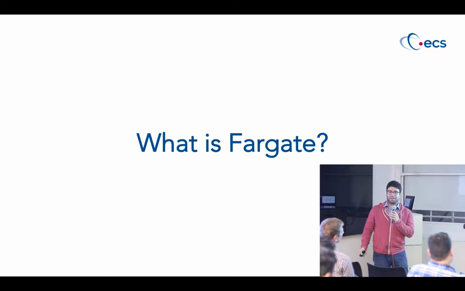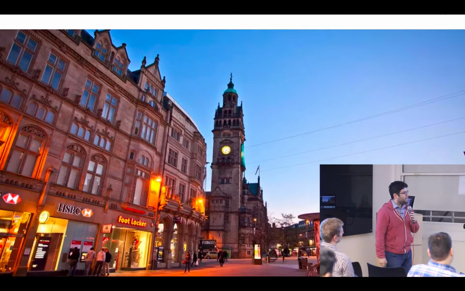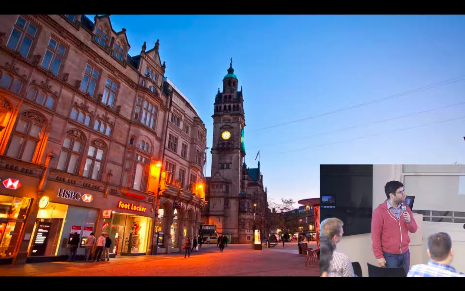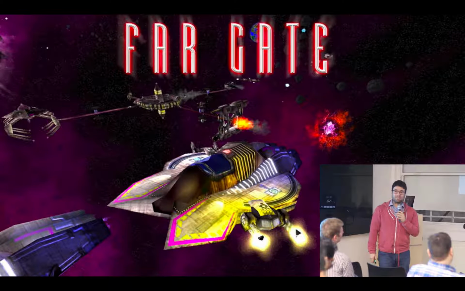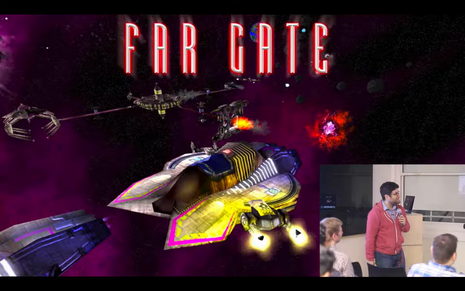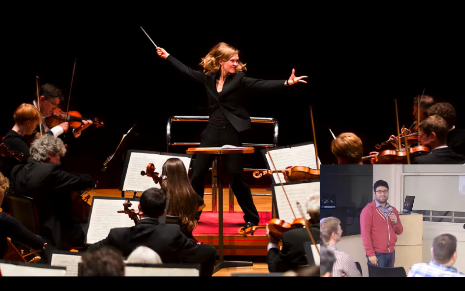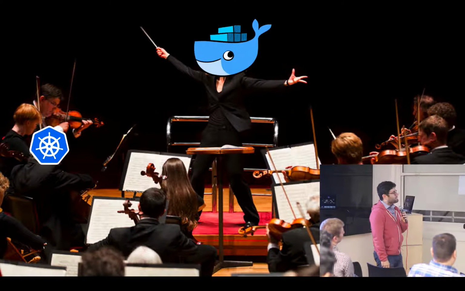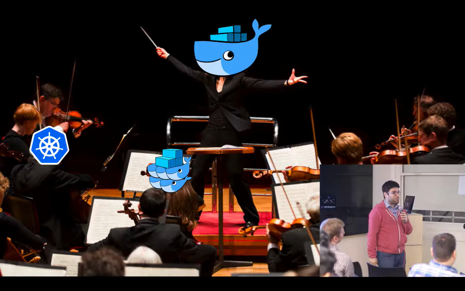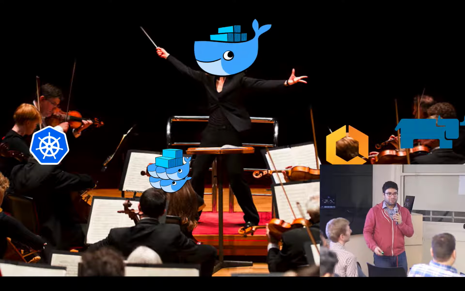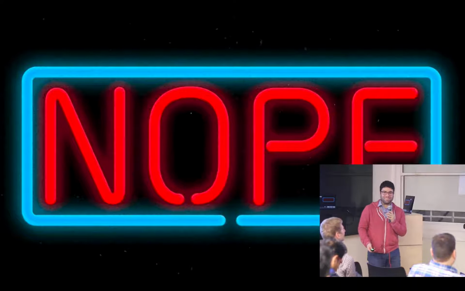For Google, Fargate can be either a mall street in Sheffield, a nice video game from the 1990s, I remember this, I played this, or just another orchestration system, maybe a Docker orchestration system, like Kubernetes or Swarm, ECS, or Cattle from Rancher. The fact is, no, not at all. It's nothing of this at all.